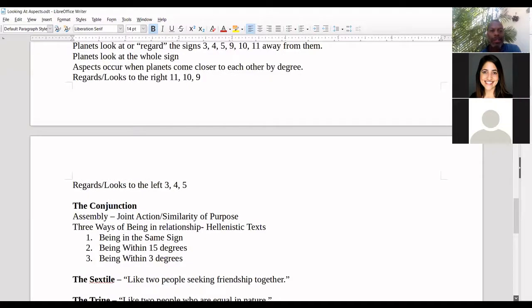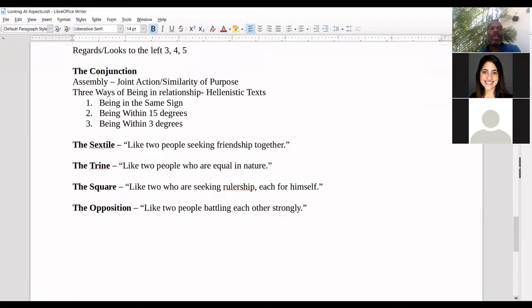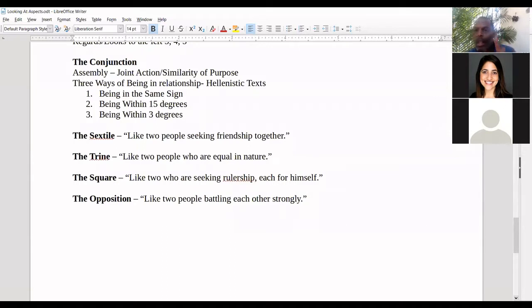And now this is just a little bit to think about. Okay, this is where we're going to last. I'm going to do the other 4 first, and then I'm going to go to the conjunction, because we're going to talk about stelliums, and that's how we're going to finish. Okay, so I would take these down.